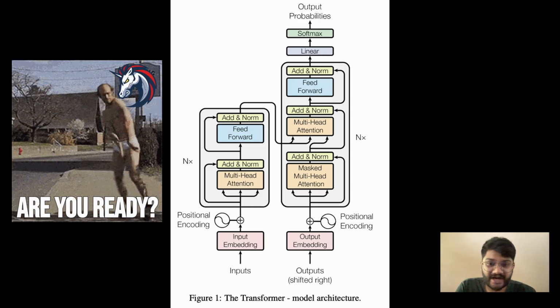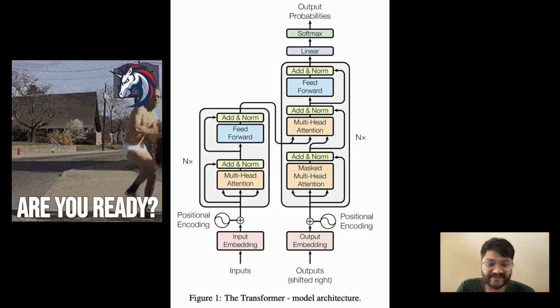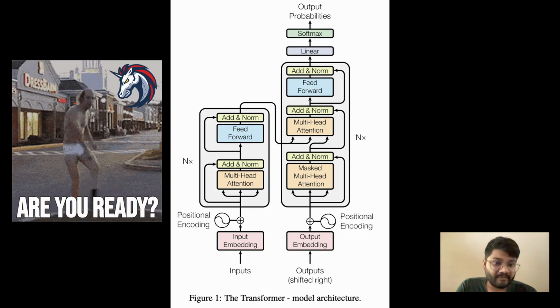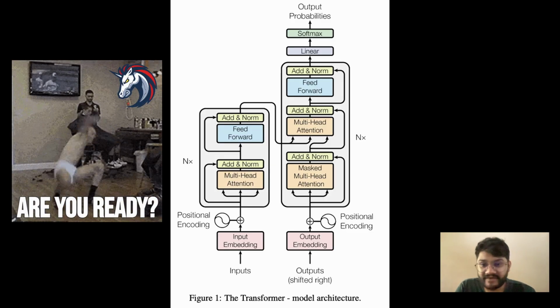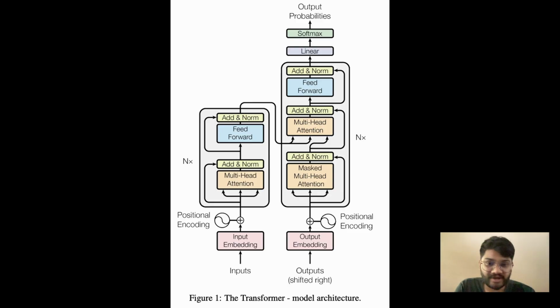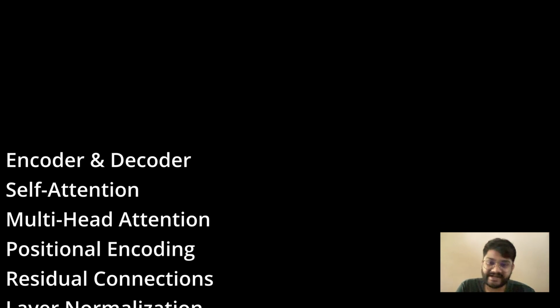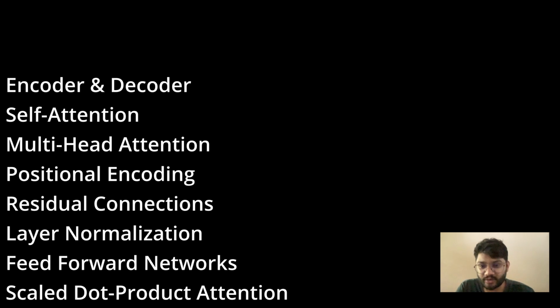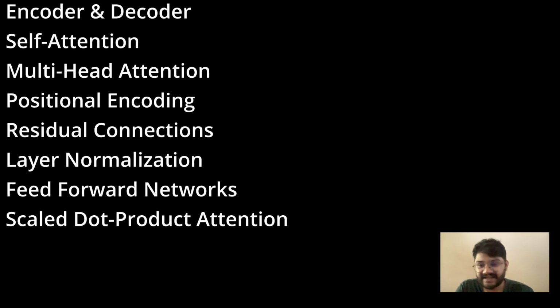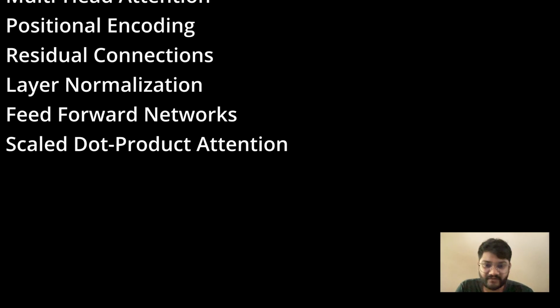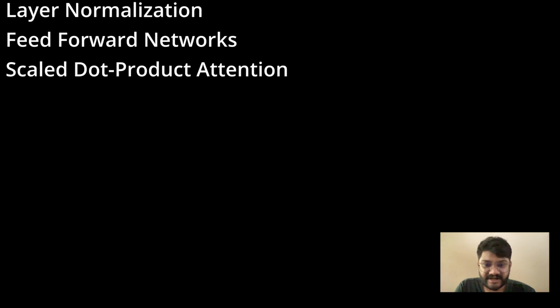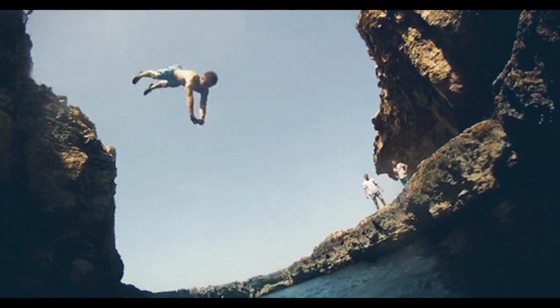And today we are going to break down the transformer architecture from input embedding all the way to the softmax output layer in a way that actually makes sense. By the end of this video, you will understand encoder and decoder, self-attention, multi-head attention, positional encoding, residual connections, layer normalization, feed-forward networks, scaled dot product attention, and how it all connects together. So let's dive into it.